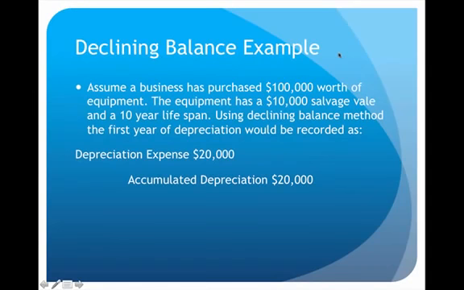So again, using that same example that we've had all along, equipment, $100,000 cost, $10,000 salvage, 10-year lifespan. This time it would be 1 divided by 10 times 2 times 100,000. And we get $20,000 worth of depreciation. Again, the titles haven't changed. It's depreciation expense, accumulated depreciation. So the only thing that changes is the amount.